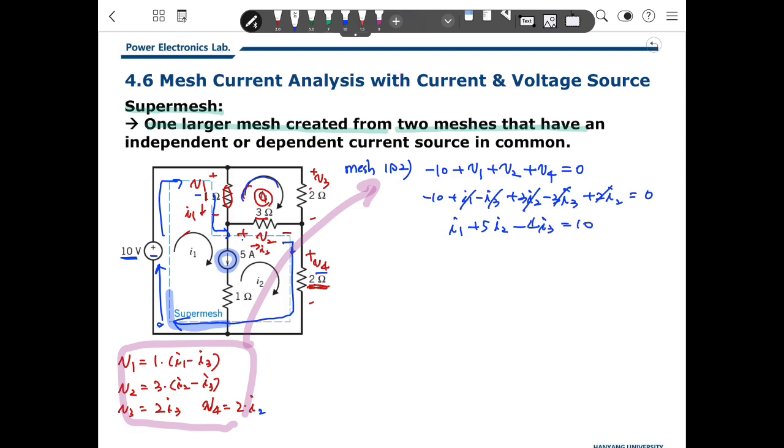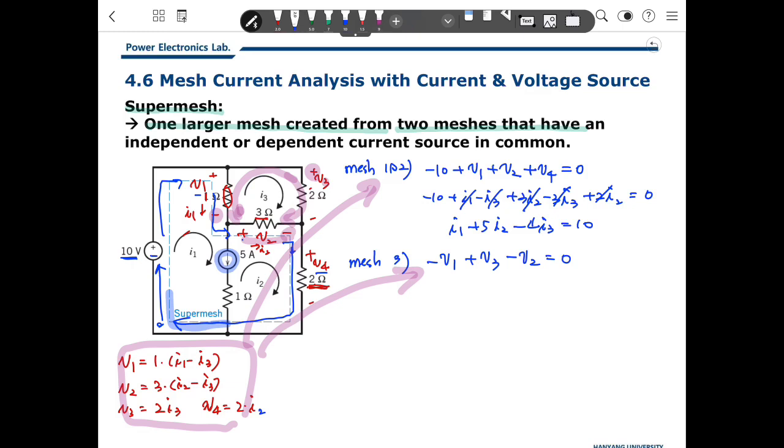And I'd like to make the second equation here, mesh 3. Then how about this? We start here. I'm still here, and I meet minus V1. So minus V1, and we meet plus V3. So plus V3, and we meet minus V2. So minus V2 equals 0. And we insert the variables here.